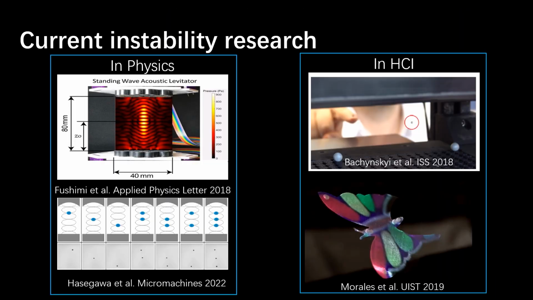Instability issues are first getting attention from the physical domain, but people are mostly focusing on single-axis levitation and observing the oscillation phenomenon, while HCI researchers are concerned about the displacement between the real and target positions of single traps. Dynamic multi-point levitation still faces significant stability challenges that prevent its reliable implementation in real applications.